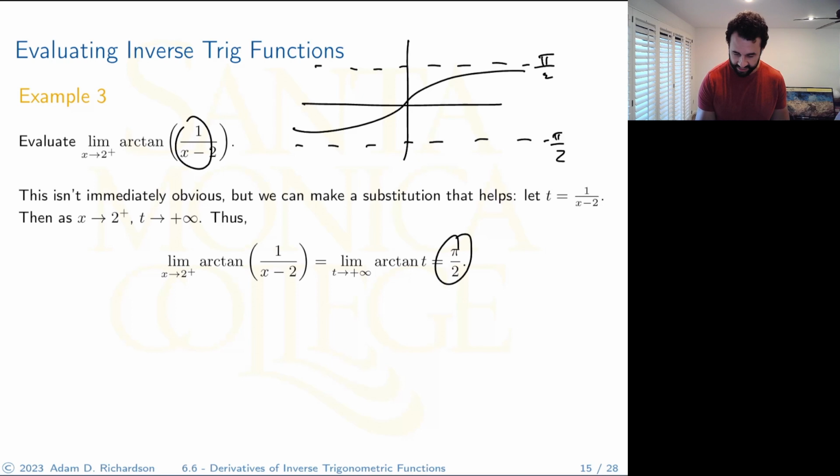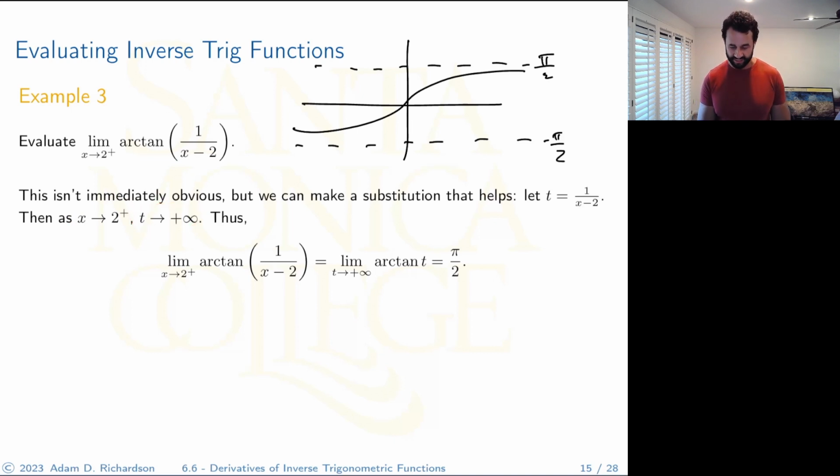Now, what I wanted to do here is emphasize a technique that I'm using. There's a limiting technique that I'm using. It isn't immediately obvious if you did not study this specifically back in Calc 1, but we can make a substitution. We can substitute the argument of the arctangent function with t. So we're going to call t 1 over x minus 2. And what happens then is that as x approaches 2 from the right, t approaches positive infinity.